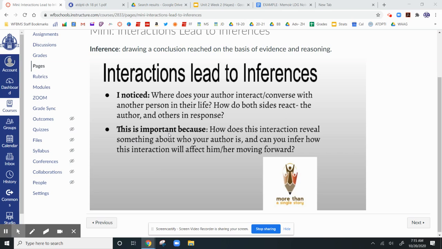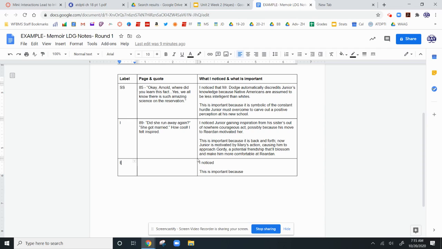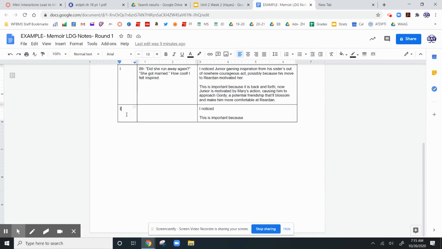And then for the this is important sentence stem, this is the question I'd like you to think about. How does this interaction reveal something about who your author is? And can you infer how this interaction will affect him or her moving forward? That's where the inferencing skills come in. So what does it reveal, and why is it important for the rest of the book and the rest of your memoir author's journey? As you can see in my example chart, I've already included the I as the label for today. It would be your 10th row. And then I noticed, and this is important because, is where I'm simply going to answer those questions.